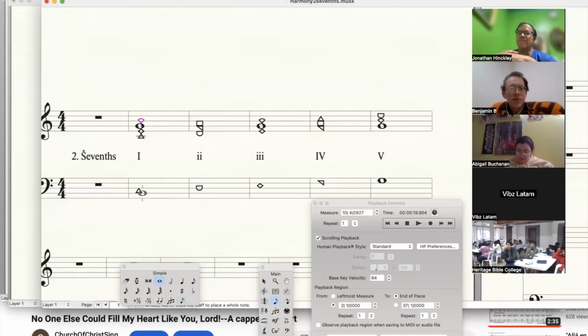Okay, so I'm building all these notes on top of each other. For the root, 3rd, 5th, 7th. Let me do that here. Root, 3rd, 5th, 7th.